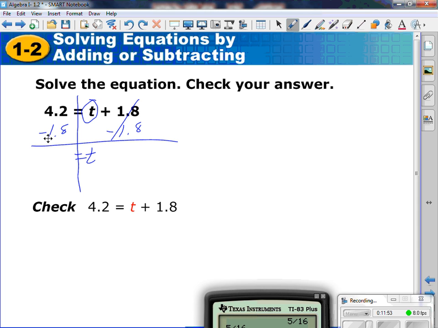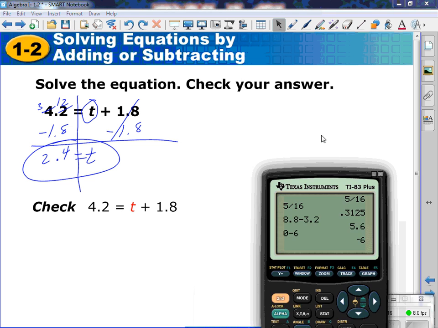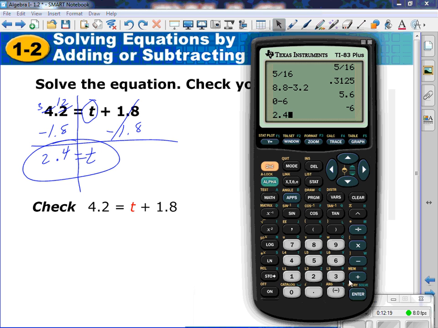They're lined up. What do I have to do in order to solve? Can I just go straight down? What do I have to do? Borrow from the 4, make it a 3, make the 2 a 12. 12 minus 8 is 4. 3 minus 1 is 2. My answer is 2.4. Double check to make sure I'm correct. 2.4 plus 1.8. 4.2 is my answer. Questions?